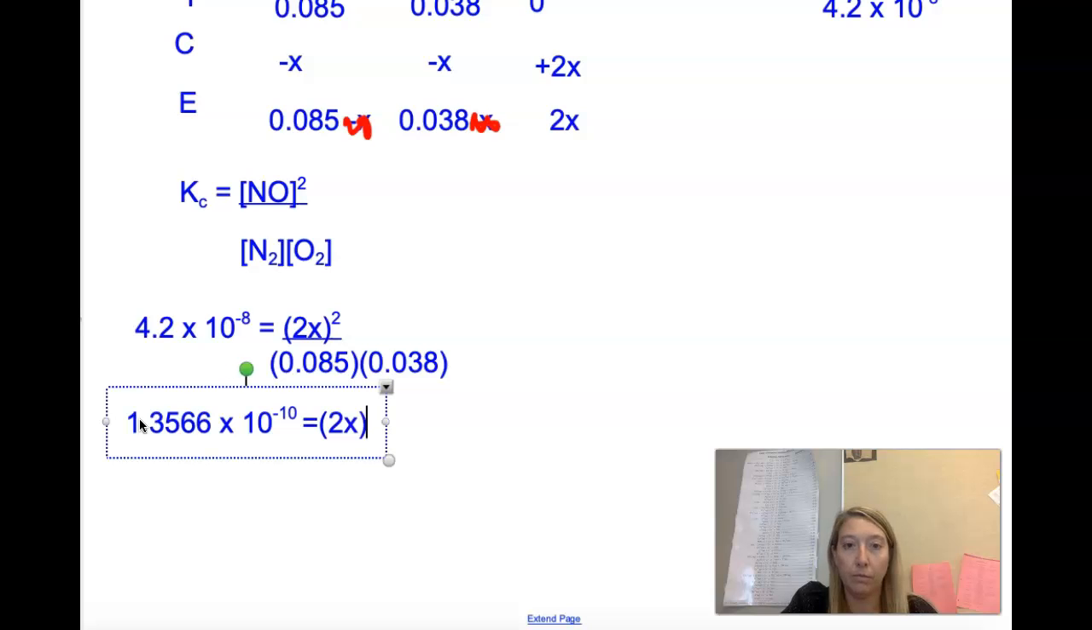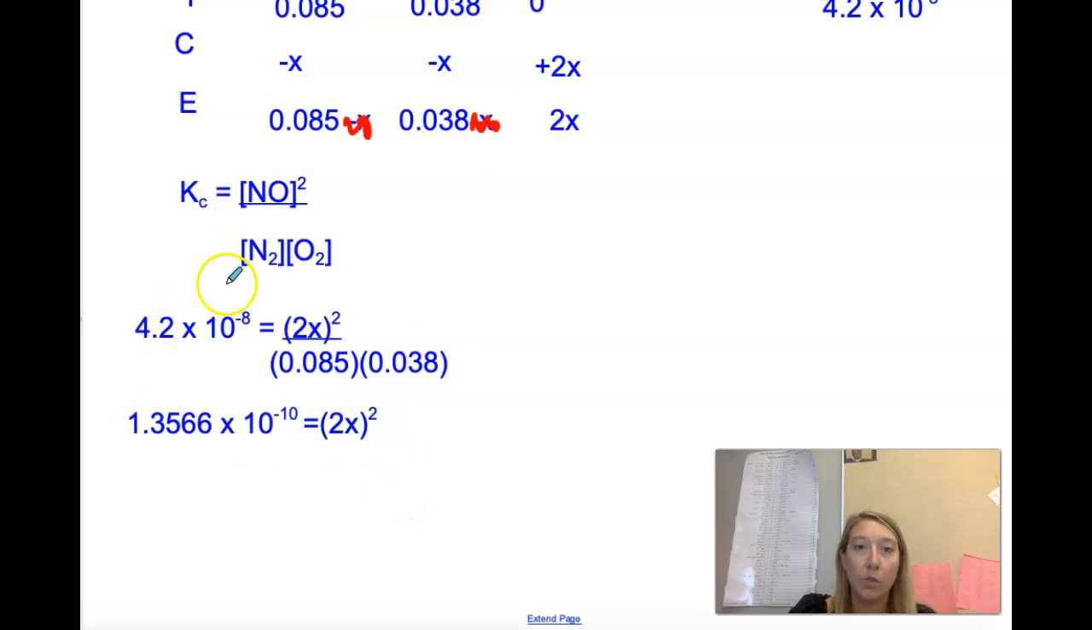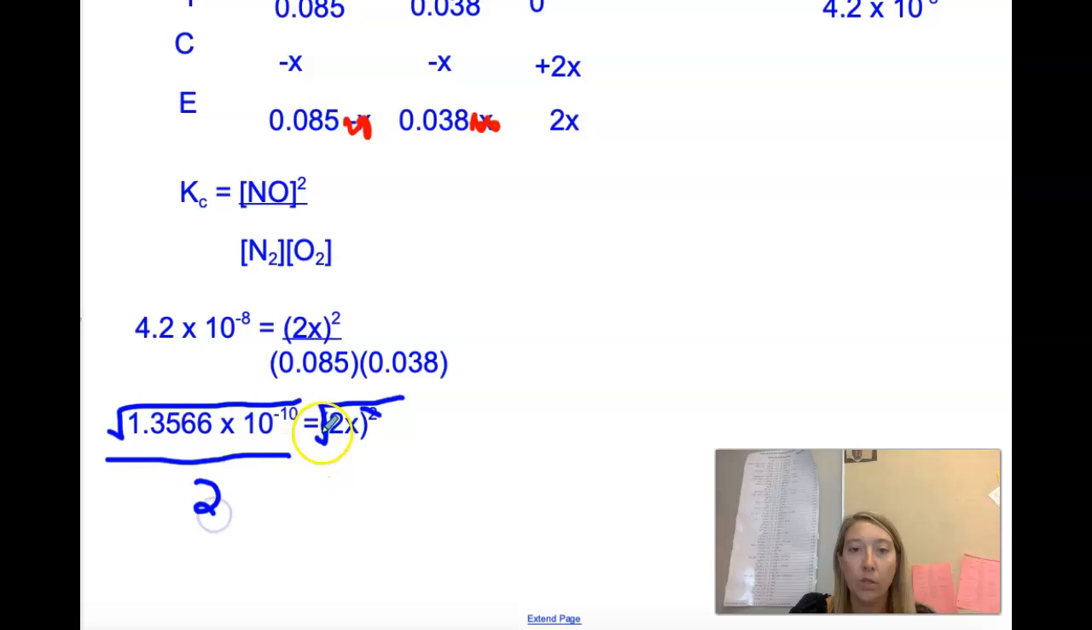To solve for x, our next step is to take the square root of both sides, because we need to get rid of the square. Once we take the square root, we then need to divide by 2 so that we can get rid of that, and we are left with x. So we take the square root of our answer, get our number, and divide by 2, and we get a very small x, which is what we were expecting.